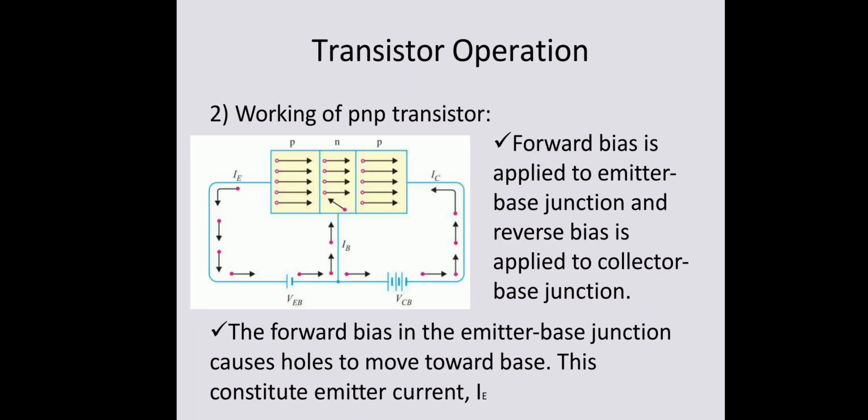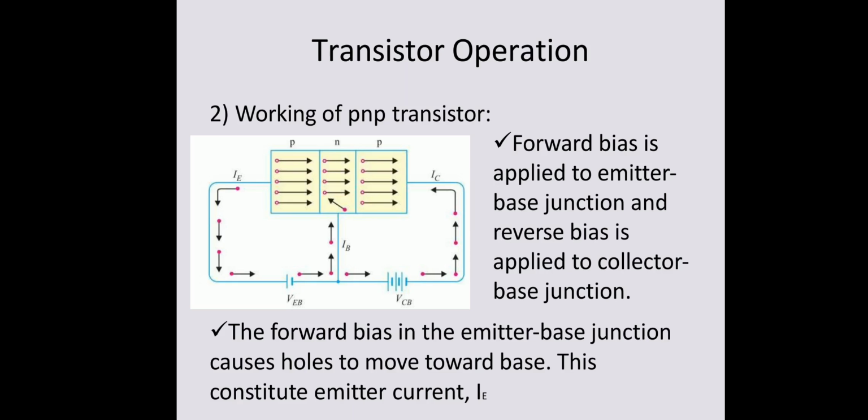Next we can see the working of a PNP transistor. For a PNP transistor, the working is also based on forward bias: the emitter base junction is forward biased and the collector base junction is reverse biased. For forward bias, we need to connect the P side to the positive side of the supply and the N side to the negative side of the supply. The forward bias in the emitter base junction causes holes to move towards the base. For a PNP transistor, the emitter is made up of P-type semiconductor material, so the majority carriers are holes. These holes will move towards the base through the emitter base junction.